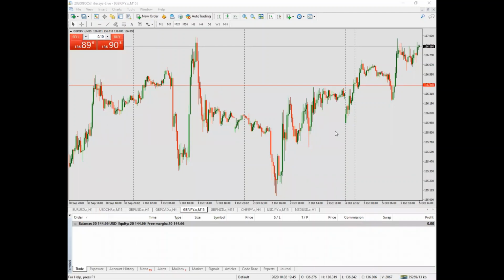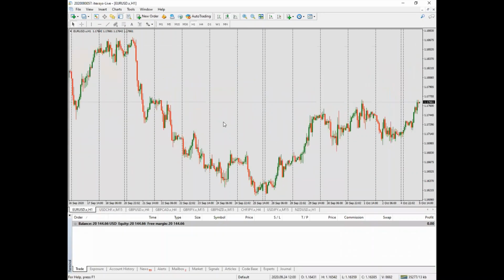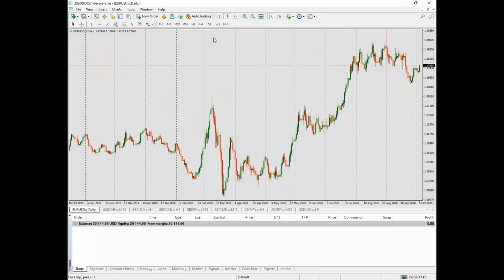All right, so I'll start with the pair that I will choose, and then we'll continue from there. I'll start with the euro dollar, which is usually the most popular one, but I chose this one at the moment. And I'll take a look at the daily chart, okay?